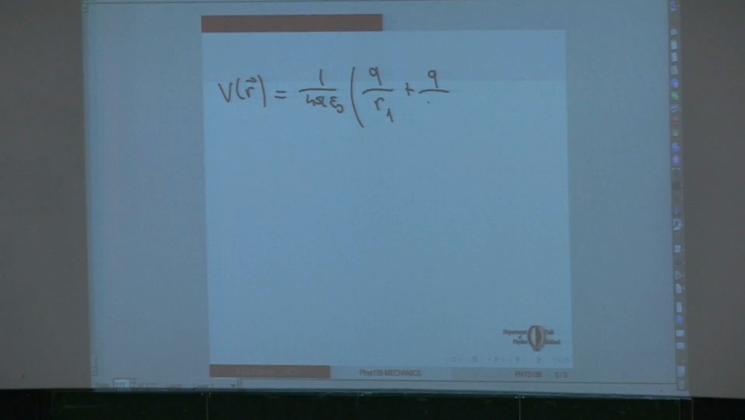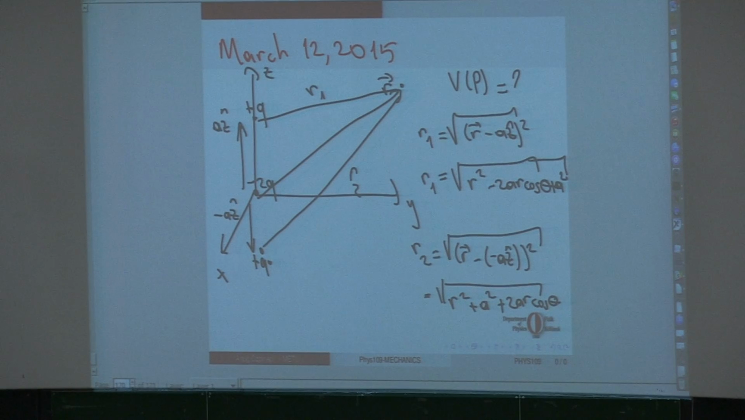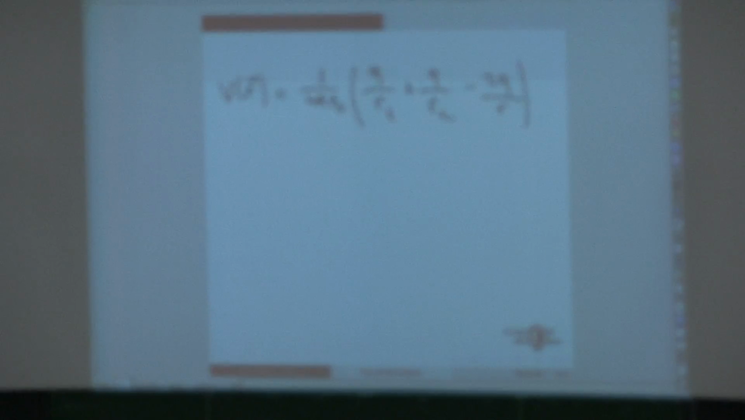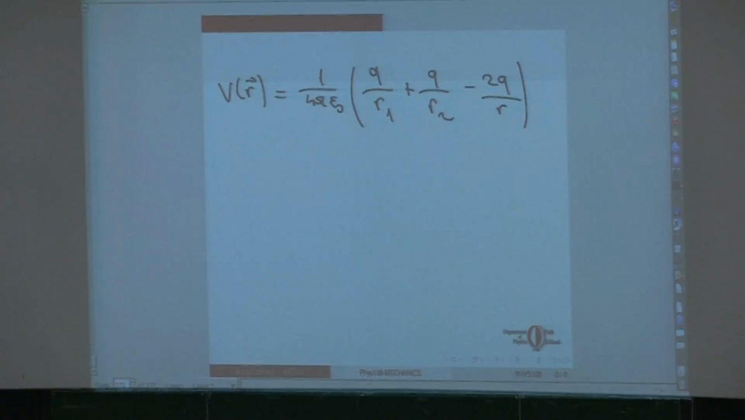Plus Q over R2. This is for this charge over here. This is plus Q at a distance R2. And then I have this minus Q charge at a distance R. Minus 2q divided by r. Now I have to calculate, well, q is also common, I can just take it out. I need to find some approximation of 1 over r1 and 1 over r2.